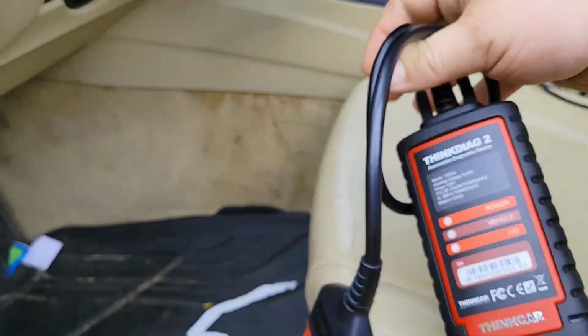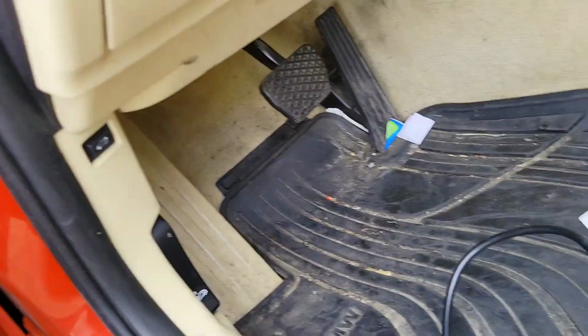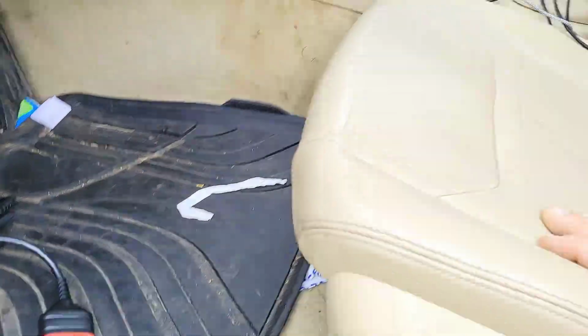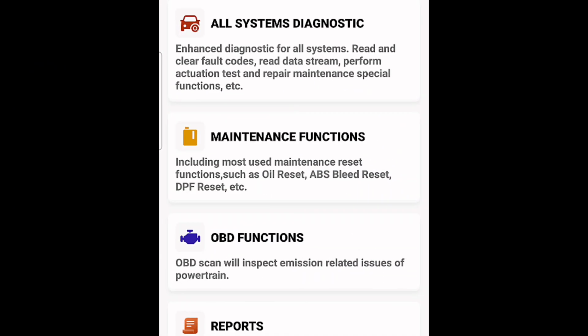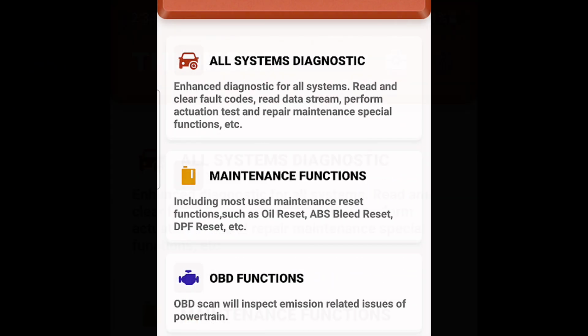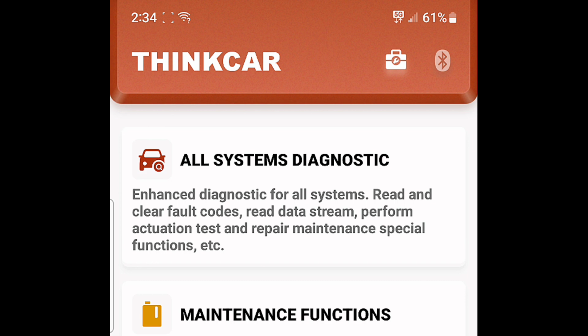We're gonna hook our code reader up. We're using the ThinkDiag 2 today. It's one of my favorite ones. OBD port on this one. It should be right there. So we'll go ahead and plug this in. Pull up some codes. Remember, I'm using the ThinkDiag 2 code reader. So it's the dongle that you plug in and then you download the app.